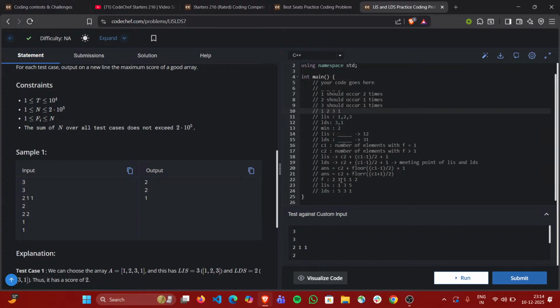And then the elements which are left are 2 and 4. One of them will be given to this side because I have decided to give half of them to both sides, and one of them will be given to this side. So this will be the LIS and this will be the LDS.